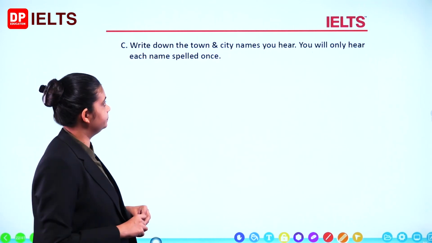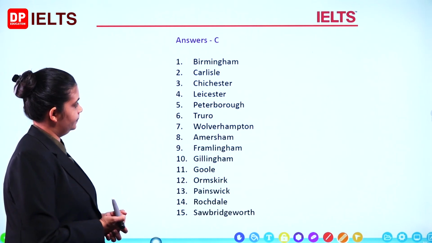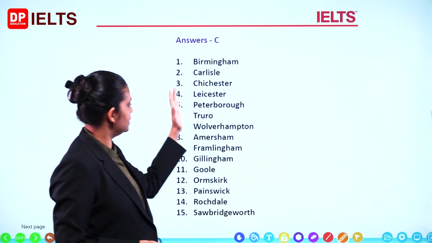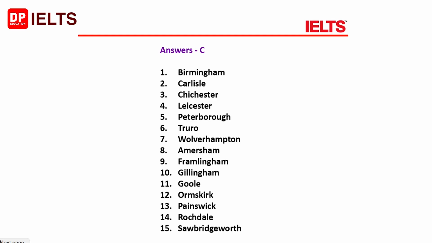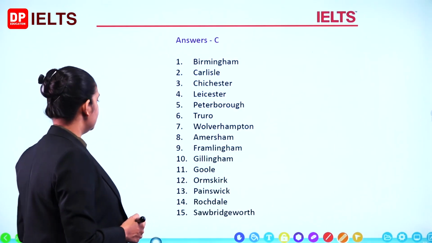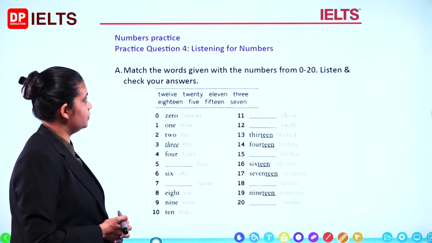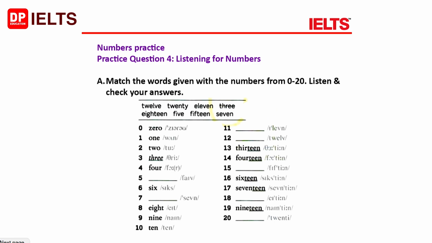Right, okay. So let's see if you have got those names correct. Can you check the answers, please? Make sure you're checking the spellings carefully. All right, so moving on to the next one, numbers practice. We need to practice numbers. Match the words with the given numbers from 0 to 20. Listen and check your answers.